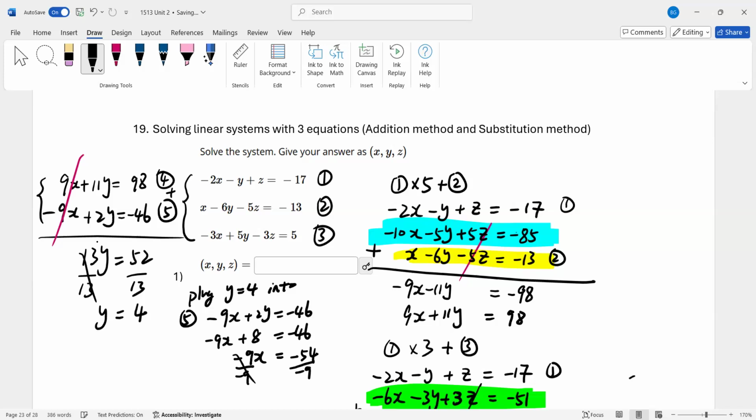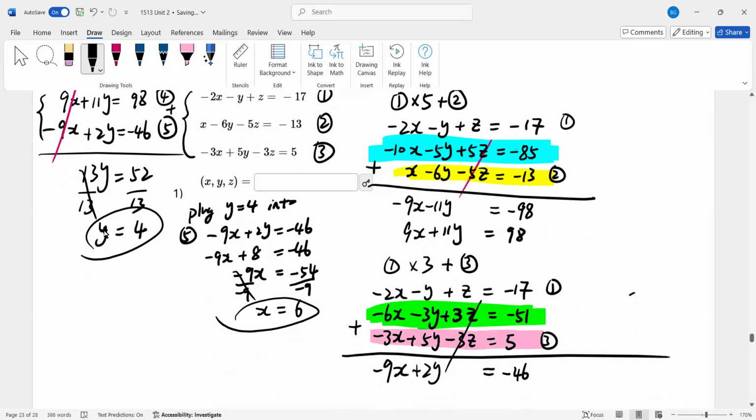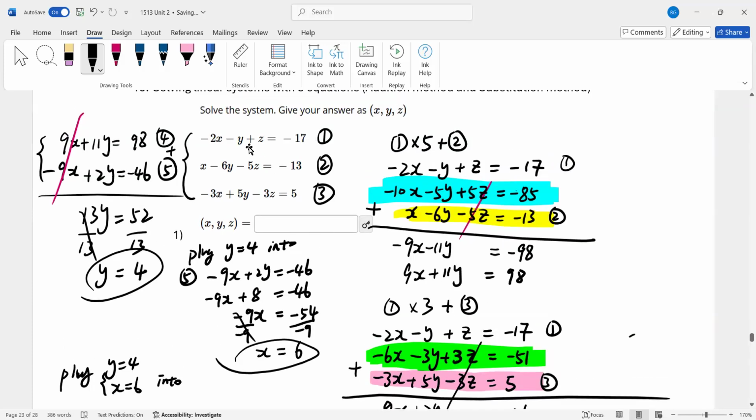You can slow down or leave this part for later. The thing we learned from the class is the method. X equals positive 6. Okay, we now have y and we now have x. We're going to find out what z is. We are going to plug y equals 4 and x equals 6 into one of the 3 equations in the original system.